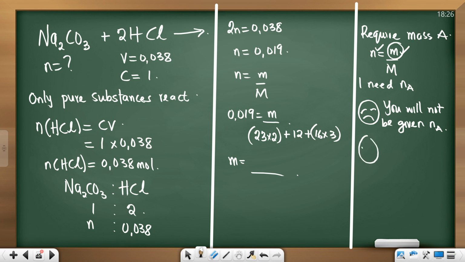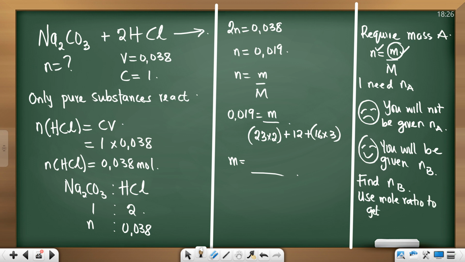This is the happy part. They'll give you a way to get the number of moles of B. So this is what you do. Find the number of moles of B. Use the mole ratio to get the number of moles of A. And then you can calculate the mass of A.